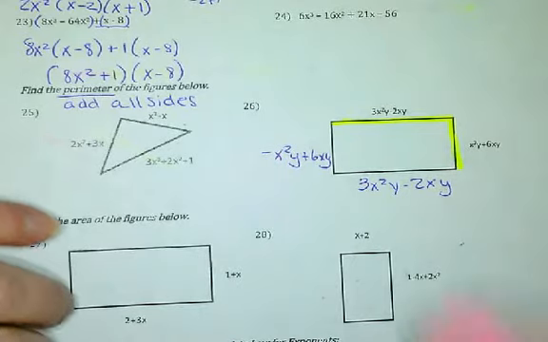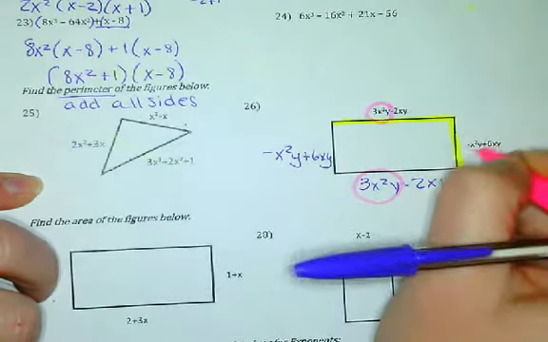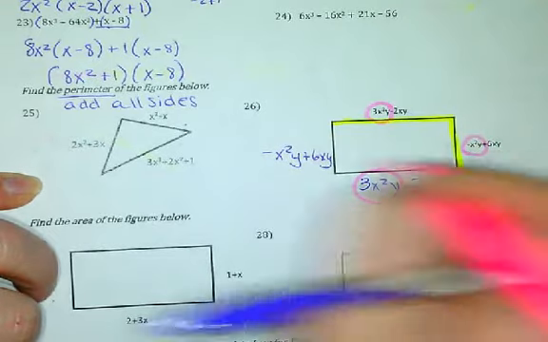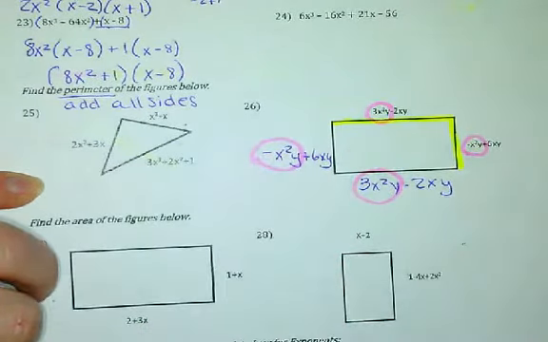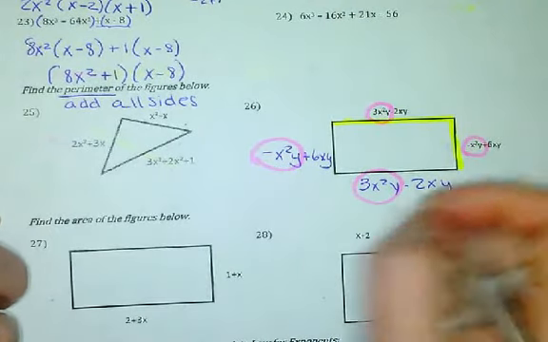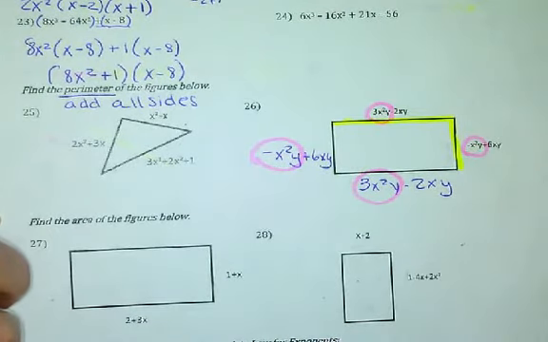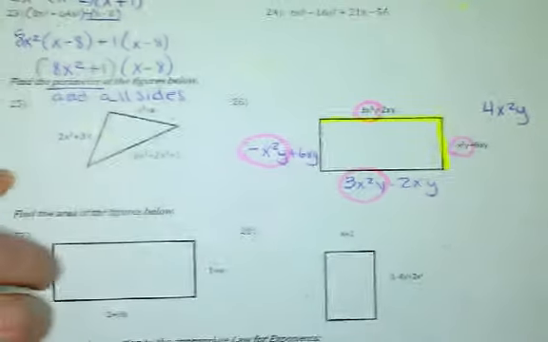So I notice that this is a 3x squared y. That's a 3x squared y. Negative x squared y. Negative x squared y. So 3 plus 3 is 6. Minus 1 is 5. Minus another 1 is 4. So the first one will be 4x squared y.